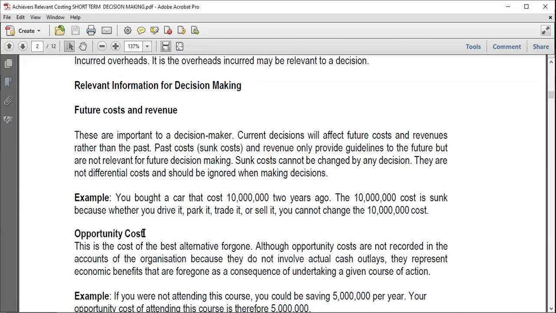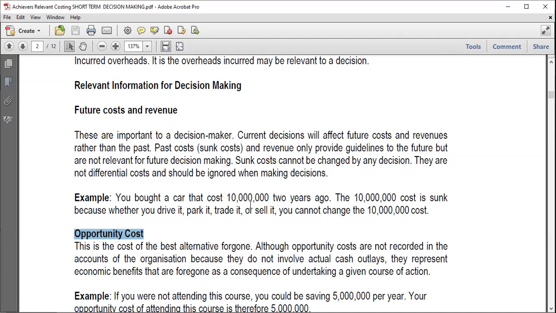Now, apart from relevant information being future costs and revenue, we also have an element of opportunity cost when it comes to relevant costs, and of course, relevant information for decision making. Now, if today, for example, I will still use the same example, a client is saying, supply to me 300 cakes at 40,000, and that supply itself is going to affect your production of other products.